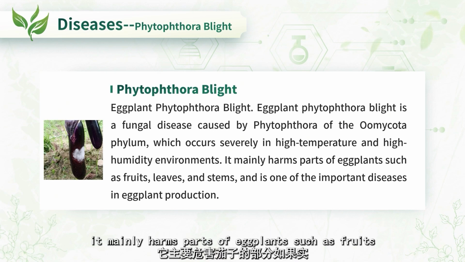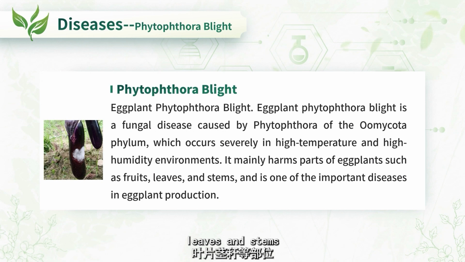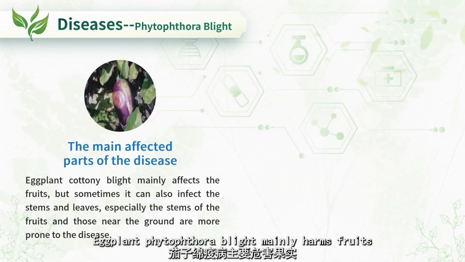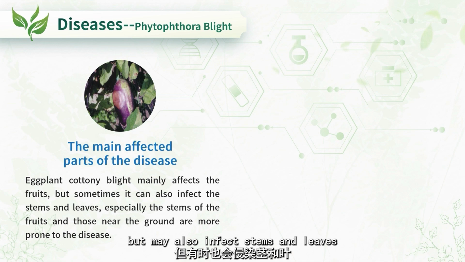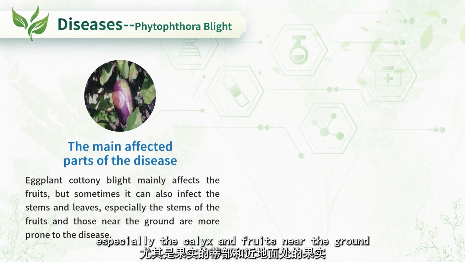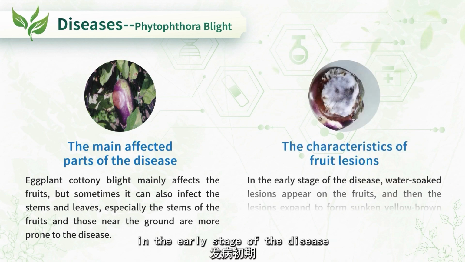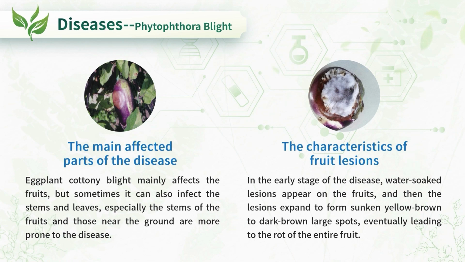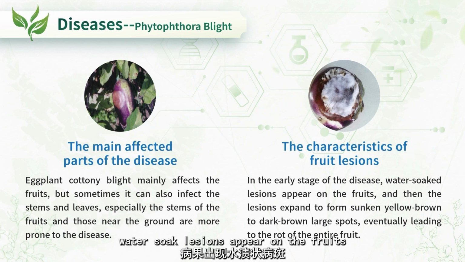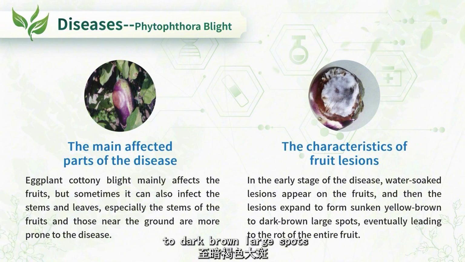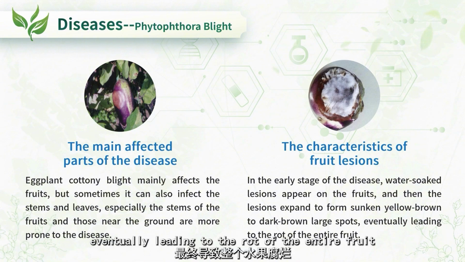It mainly harms parts of eggplants, such as fruits, leaves, and stems, and is one of the important diseases in eggplant production. Eggplant Phytophthora blight mainly harms fruits, but may also infect stems and leaves, especially the calyx and fruits near the ground, which are more prone to the disease. In the early stage of the disease, water-soaked lesions appear on the fruits, and then the lesions expand to form sunken yellow, brown to dark brown large spots, eventually leading to the rot of the entire fruit.